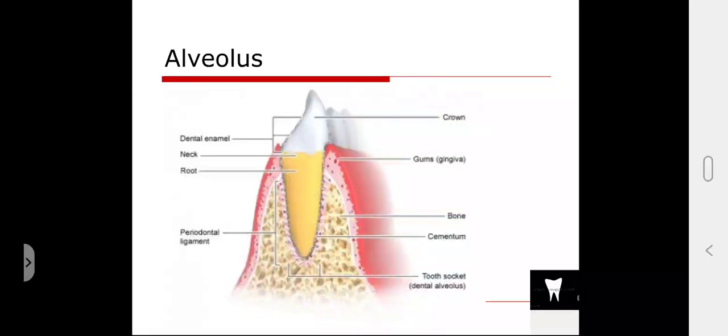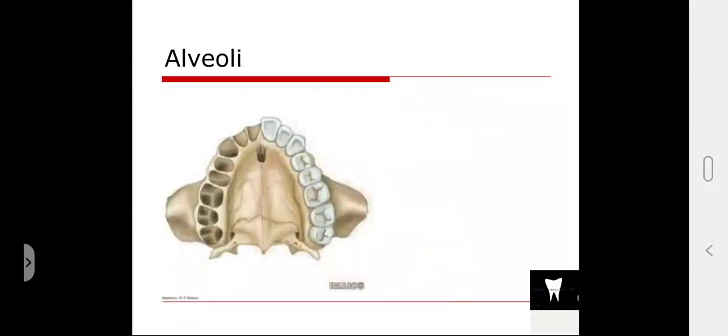Without that good support system, that is when we start to talk to our patients about periodontal disease, why they're having this disease situation in their mouth, and why they're losing their bone. So we see an example of what the alveoli look like.